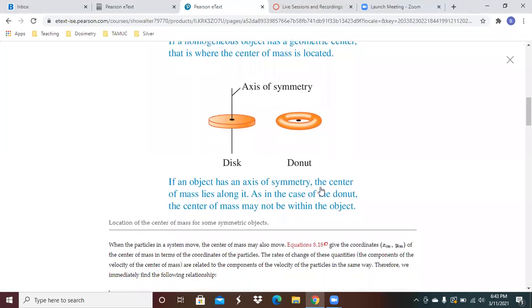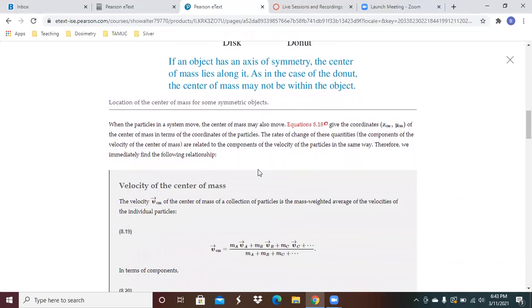If an object has an axis of symmetry, the center of mass is going to lie along it. In other words, you can put an axis through here, and what you see on one side of the axis is going to be the same as what you see on the other. Same thing is true of a donut. The interesting thing about the donut here as compared to the disk is that the center of mass is lying in a spot where there really is no mass. So that can be kind of interesting.